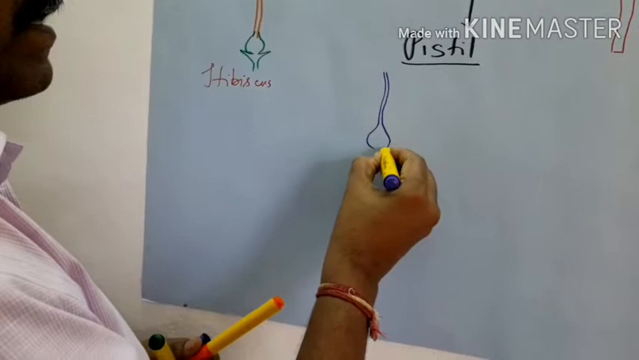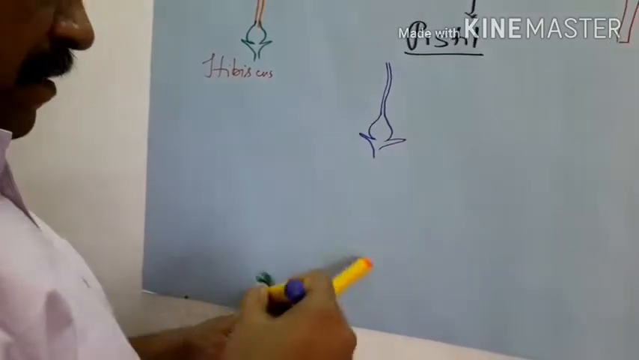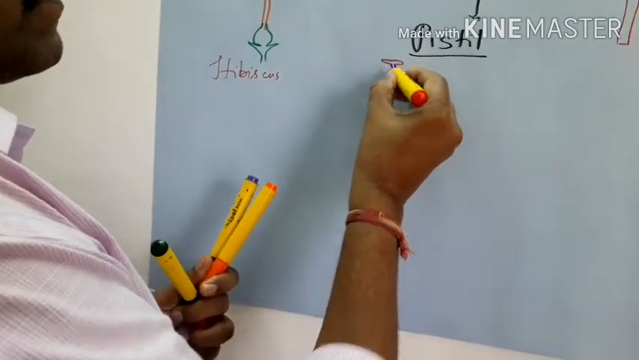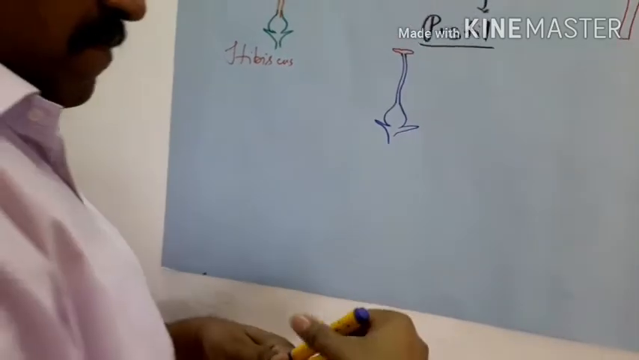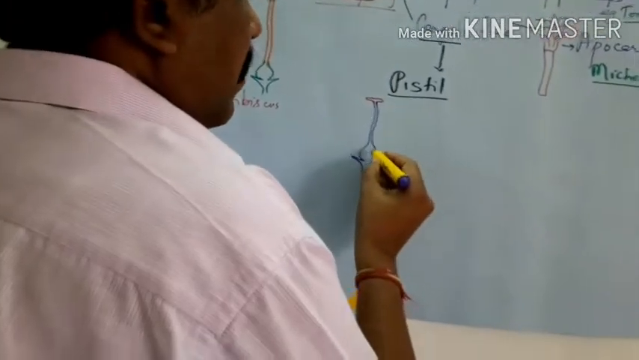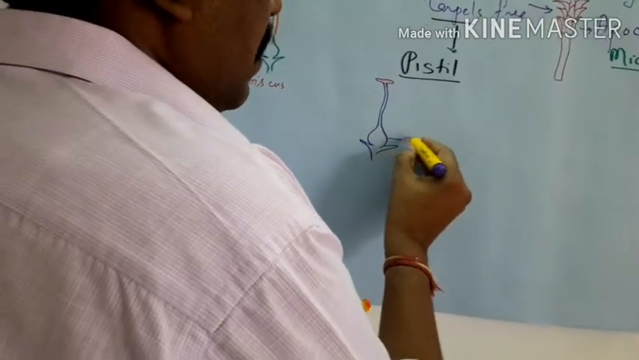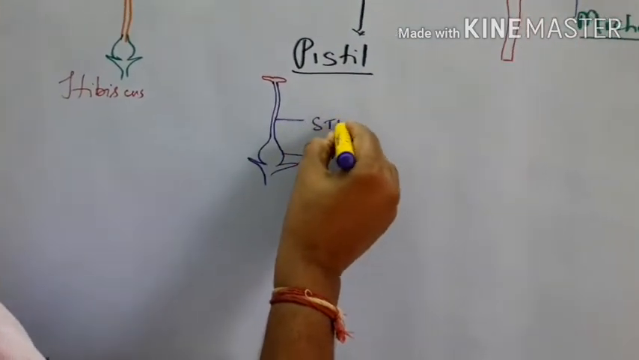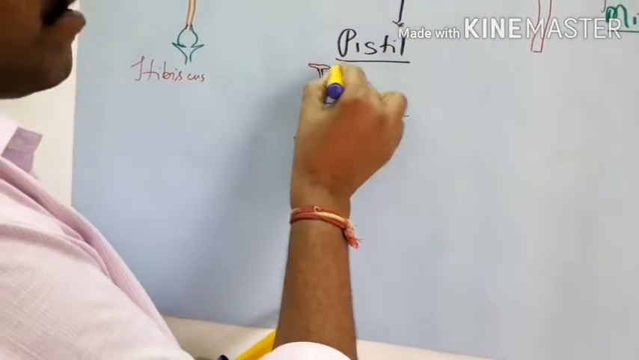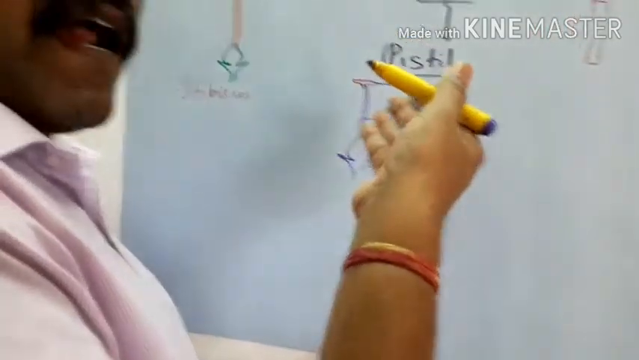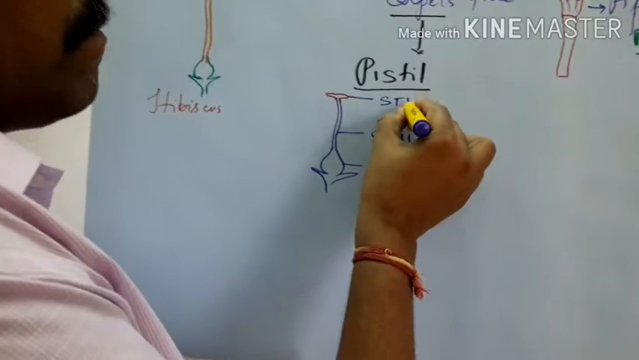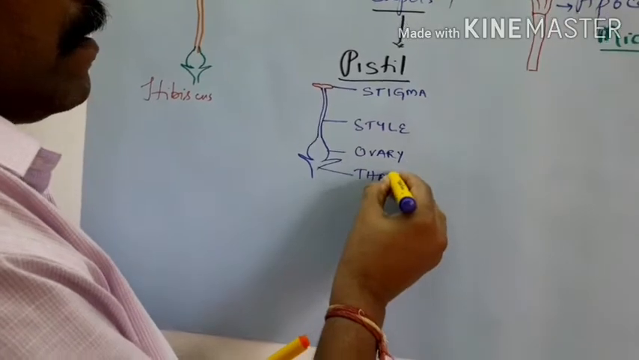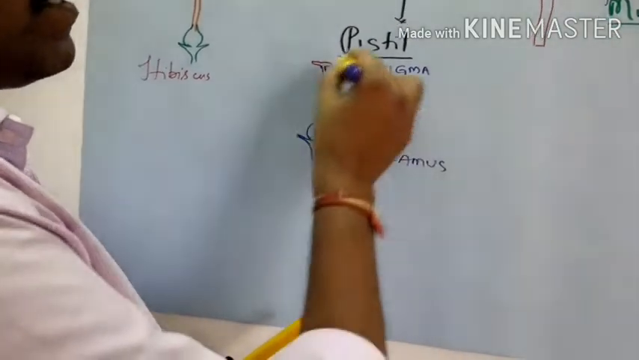So you find a structure like this. Now, this is called a pistil. What are the various parts it has? The swollen part present at the base is said to be the ovary. And this is called the style. And the topmost part, which is a little bit flat like structure, is called the stigma. And surrounding this we find the thalamus. This is your thalamus here. So these are the parts of the pistil.